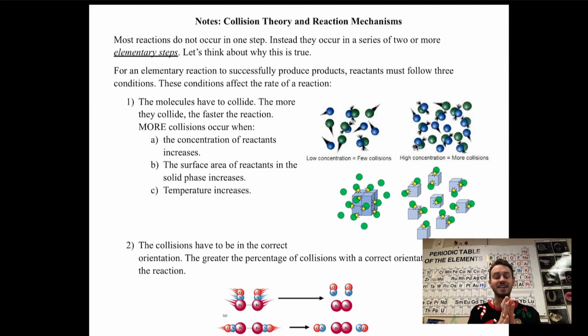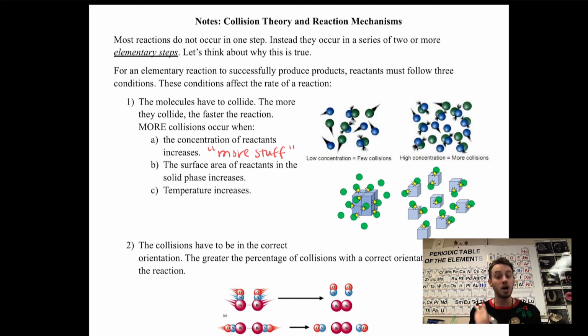The faster they collide, the more they collide, the harder they collide, the more successful collisions we are going to have. More collisions occur when we have more stuff, when the concentration of our reactants increases. So we can think of that as having more particles that are able to hit each other.